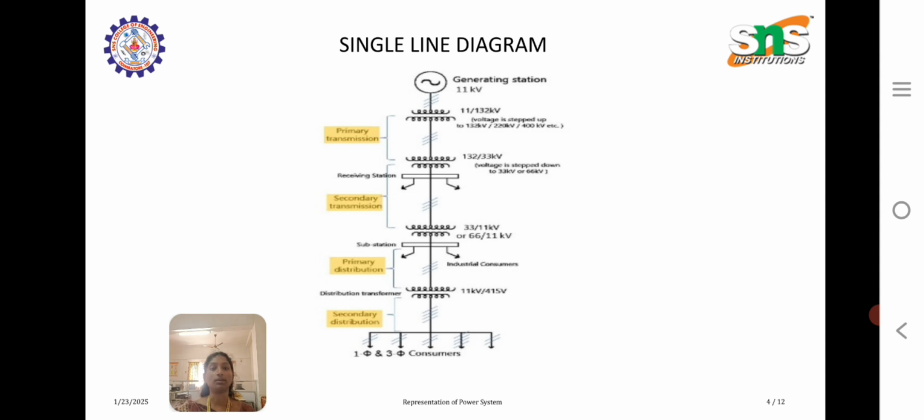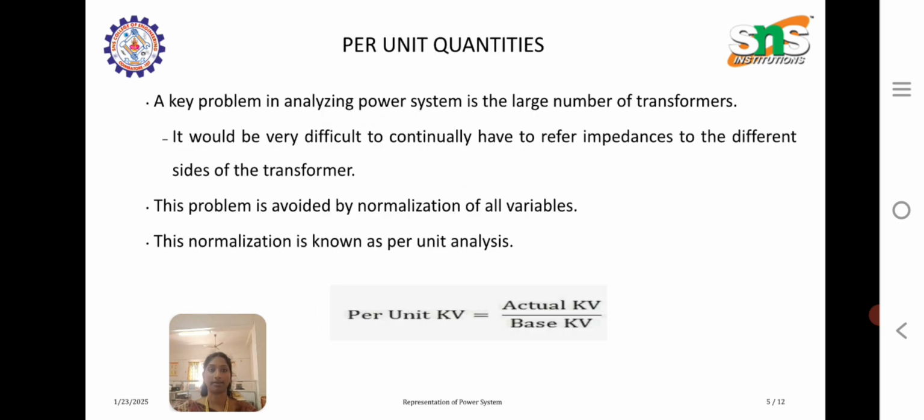That voltage will again be stepped down on the distribution side, like 33 to 11 kV or 66 to 11 kV. In primary distribution, we separate industrial consumers, and after that 11 kV is again stepped down to 415 or 230 volts as three phase and single phase consumers based on the demand. So this is the representation of the transmission system in a single line diagram.